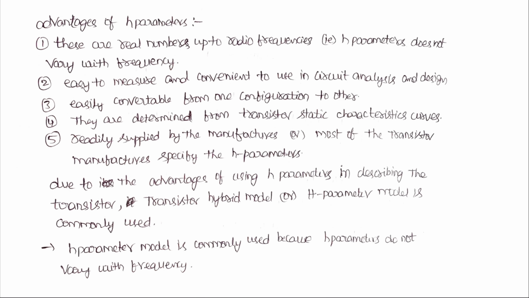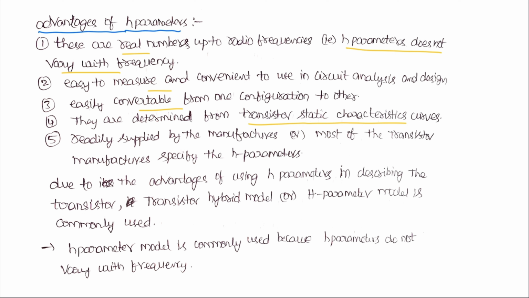From the advantages of H parameters: H parameters are real numbers up to radio frequencies and they do not vary with frequency. H parameters are easy to measure, convenient to use in circuit analysis and design, easily convertible from one configuration to other configuration. They are determined from the transistor static characteristic curves readily supplied by the manufacturers.